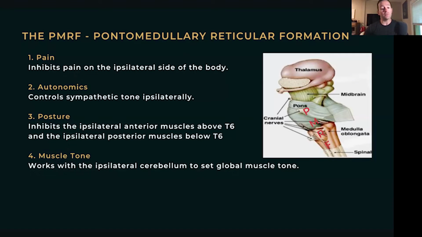Last here is muscle tone. So the PMRF works with the ipsilateral cerebellum to set global muscle tone. And when I say muscle tone, I basically mean the amount of tension in the muscle. So think about the PMRF kind of calibrating that muscle tension, and it works with the cerebellum directly to do that.